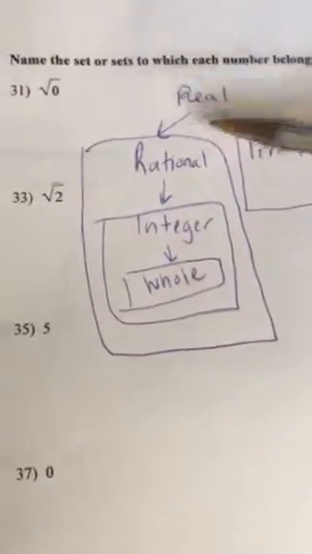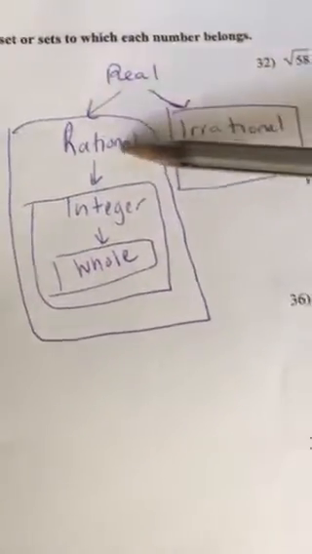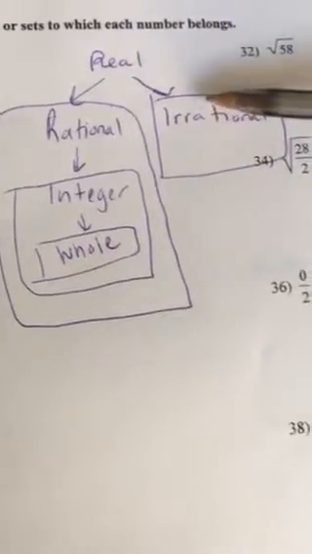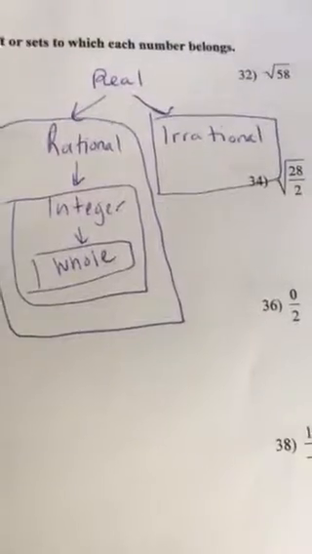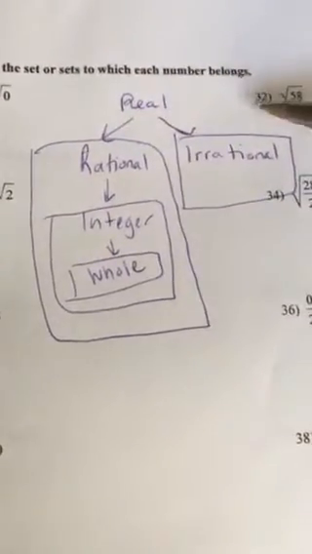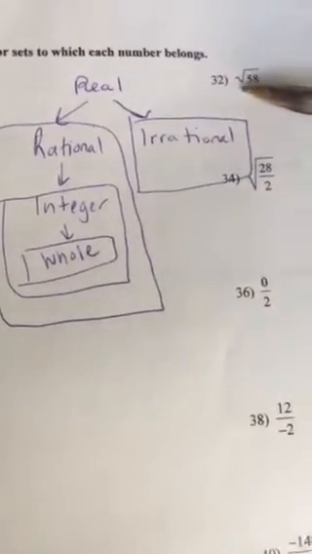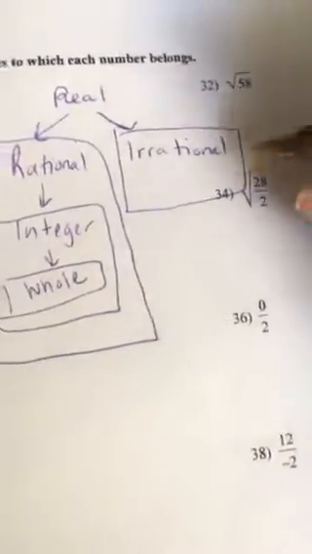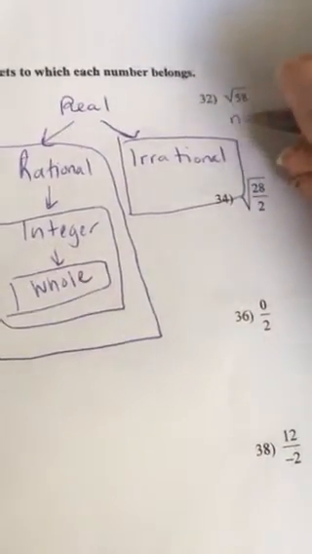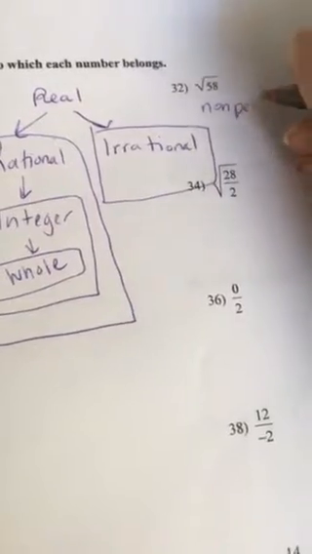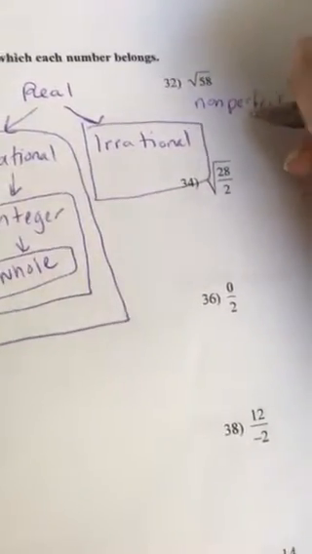As I was saying, the real number system is split up into the rational number and irrational number sets. Irrational numbers are numbers like the square root of 58. This is a non-perfect square.